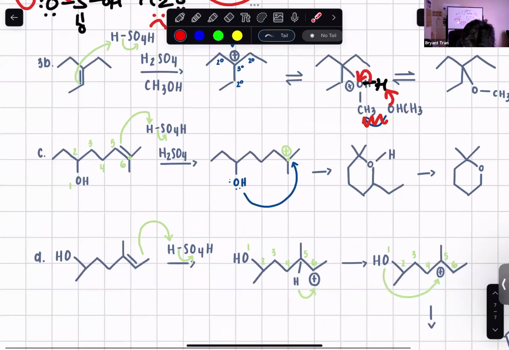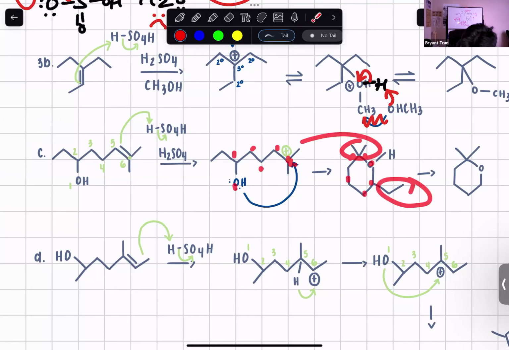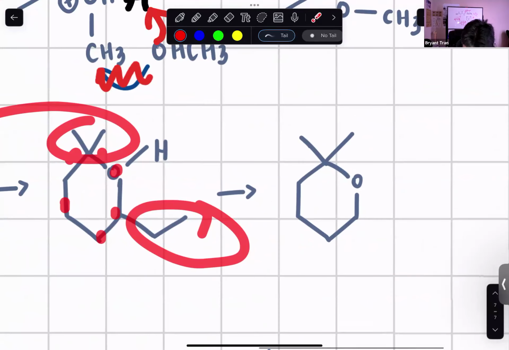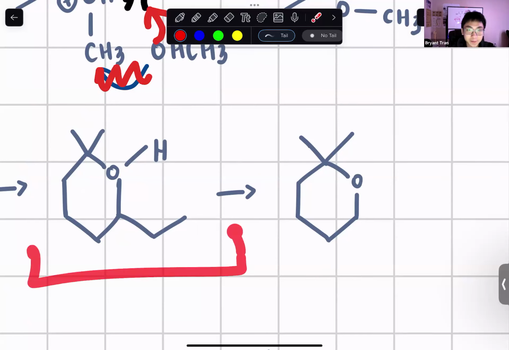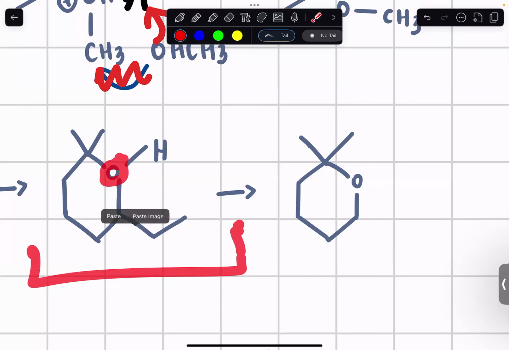Okay. For the 3C, carbocation 1, 2, 3, 4, 5, 6. 1, 2, 3, 4, 5, 6. 2 ethyl, and then 5, 2 methyls. And then for this last part here, there's one thing missing in this intermediate. What is that one thing missing here? The plus. Yes, positive charge.